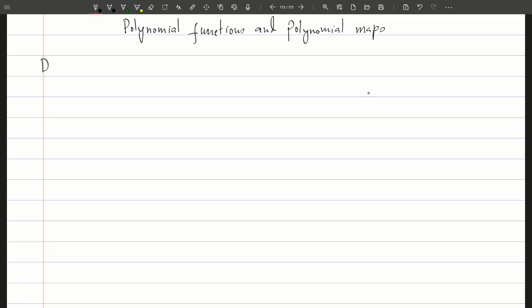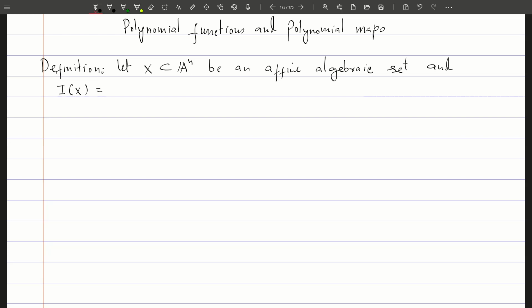So we have this definition. Let X be an affine algebraic set, and let I(X) be the ideal of X, the set of all polynomials in the polynomial ring in n variables x1 up to xn that vanish on X. I mean the restriction map on X is actually the zero map, f vanishes everywhere on X. So this is the vanishing ideal of X.